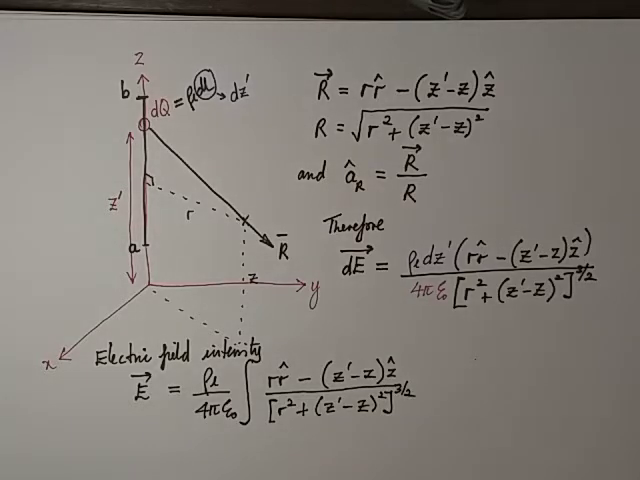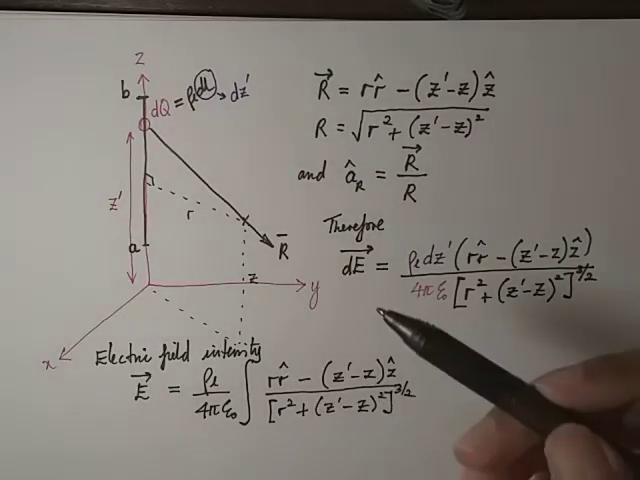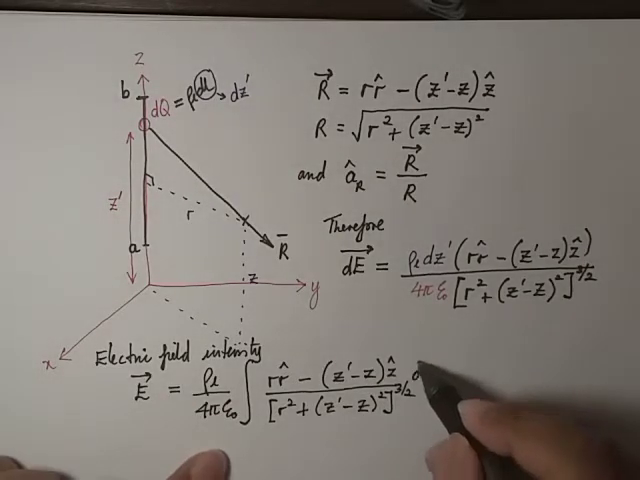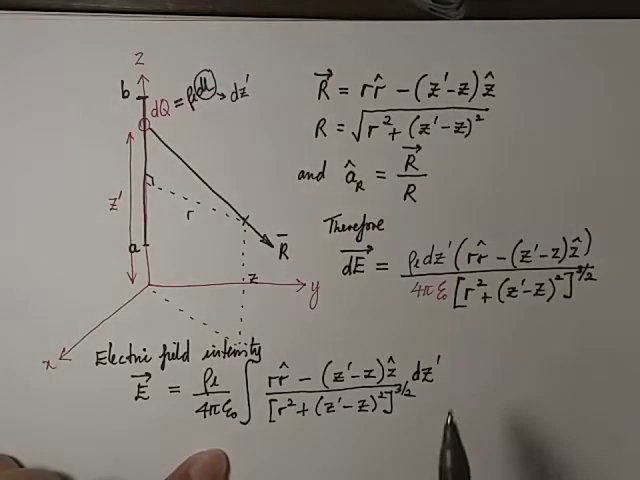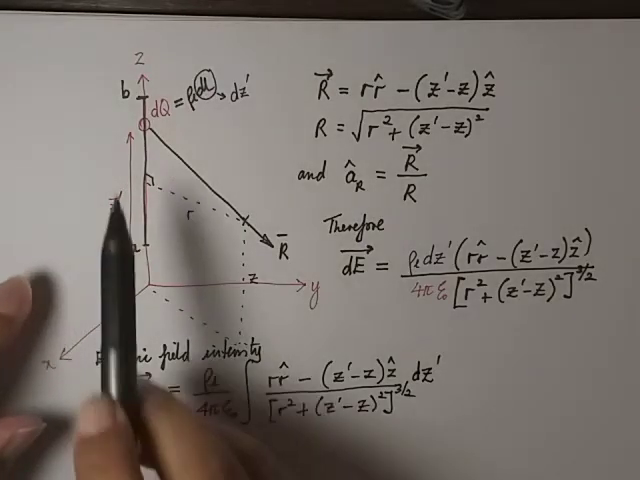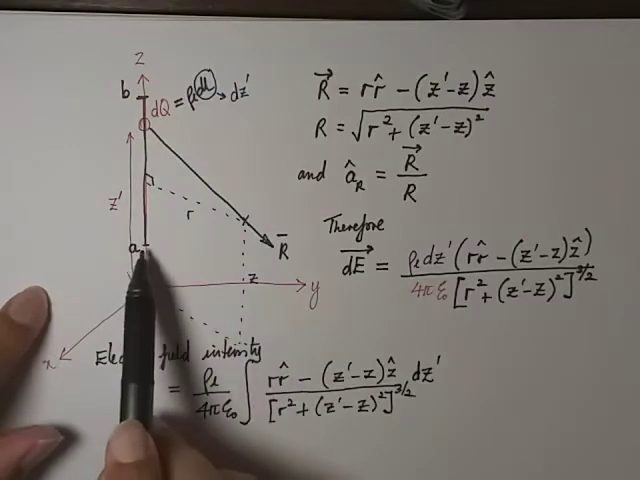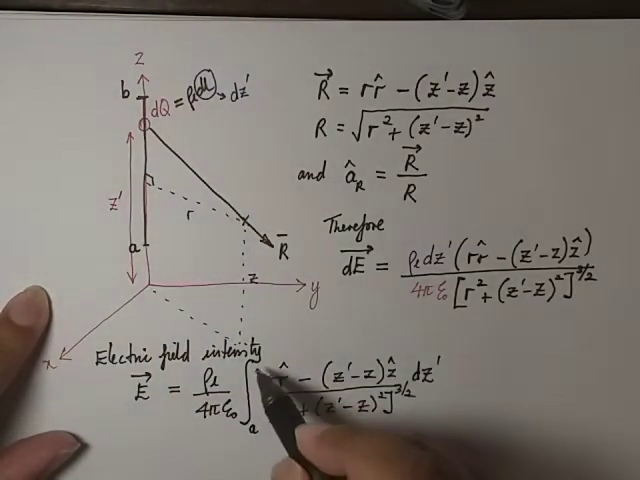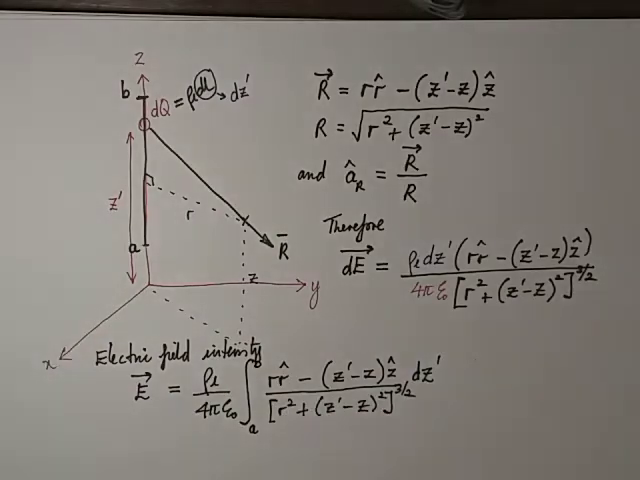And now I'm going to look into my diagram to choose the limit. I can see now the limit must be for the Z prime. Don't forget the dz prime now, we do the integration. The sample now can move from A until B. So that should be the equation that I should solve.